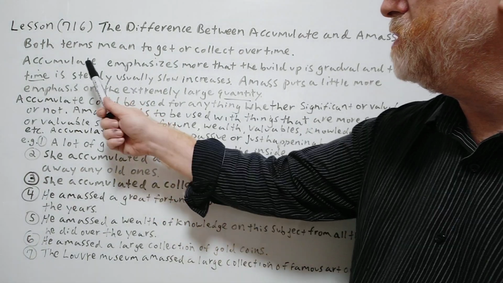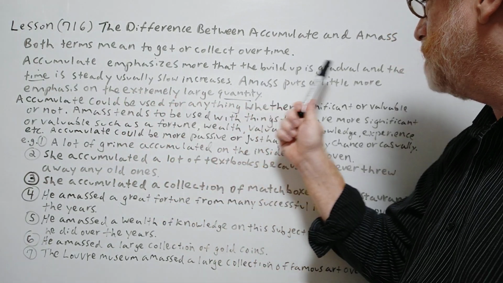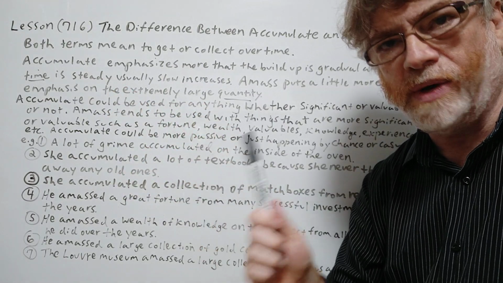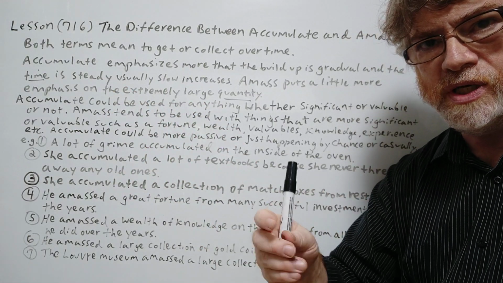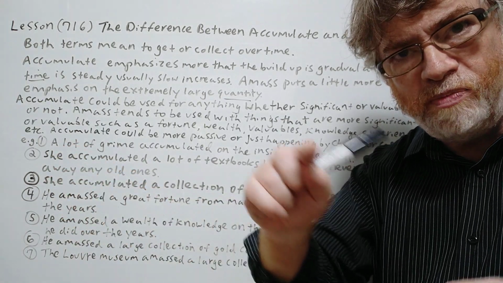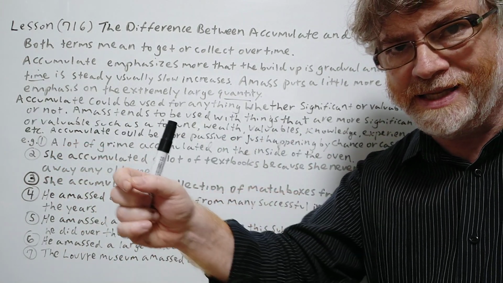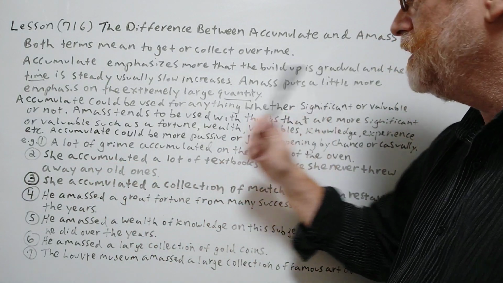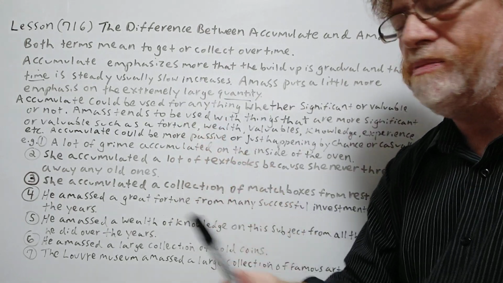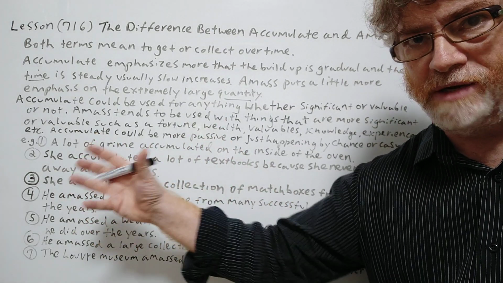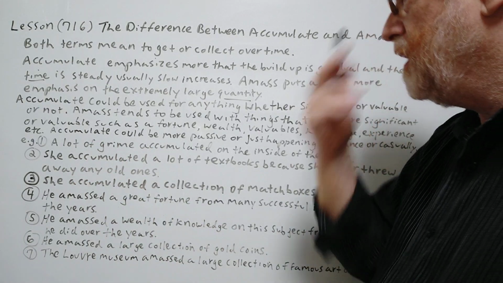All right, let's start with accumulate. It emphasizes more that the buildup is gradual and the time is steady, usually slow increases. So accumulate focuses more on the time it took, the longer time. It's building steadily, but the time is more emphasized. Amass puts a little bit more emphasis on the extremely large quantity. You want to emphasize that that quantity was really, really big at the end.